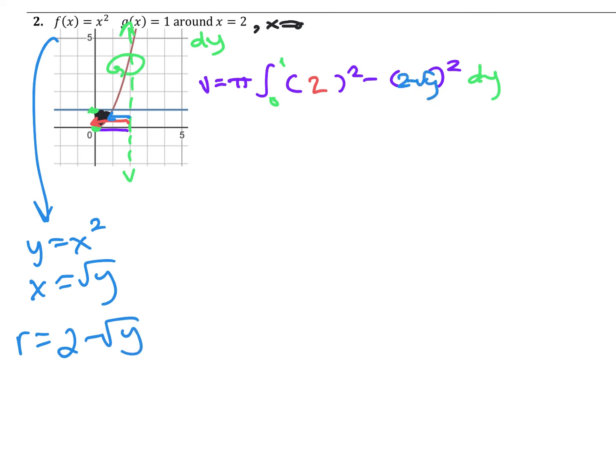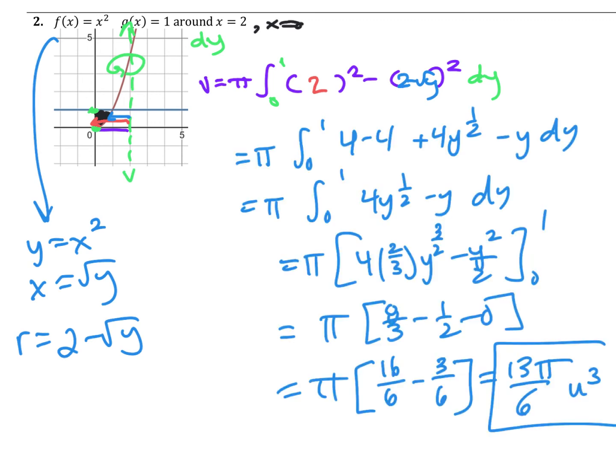So go ahead and pause the video and work through this integration on your own, and then unpause the video and see how you did. If we work through that integration step by step, we should end up with 13 pi over 6 units cubed. So pause the video if you need to so you can check those steps, and then we're going to move on to our last example.